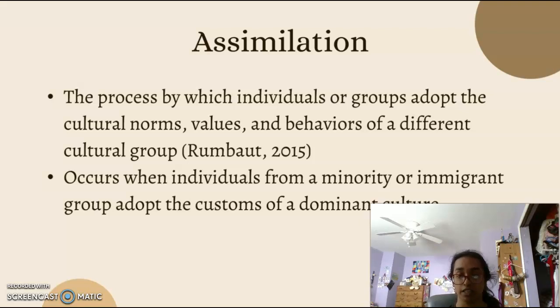It is often seen as a way to achieve social acceptance and integration into a new society, but it can also raise concerns about the loss of cultural heritage and identity. Since I grew up with primarily Indian culture, I had to let go of some of my culture to assimilate with American culture. For instance, in my culture, we eat rice with almost everything.